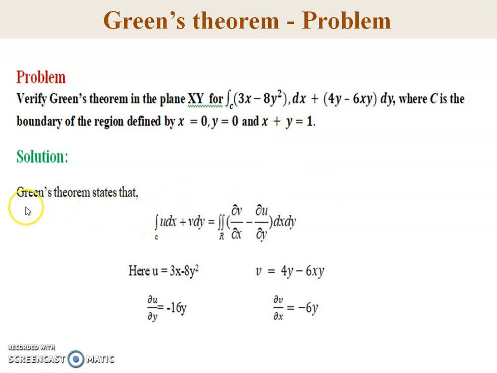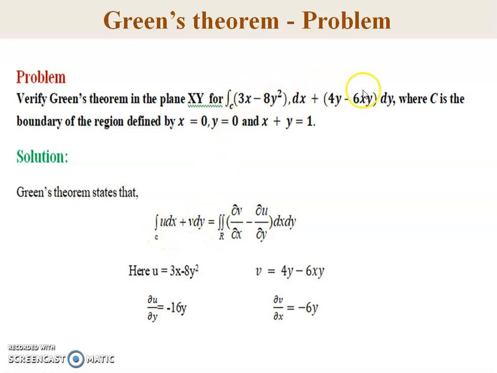What is the statement of Green's theorem? Write the mathematical form: the integral over C of u dx plus v dy equals the double integral over R of (∂v/∂x minus ∂u/∂y) dx dy. We are going to prove LHS equal to RHS. But before that, what is u and what is v?